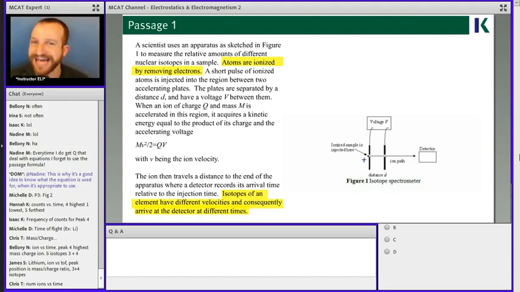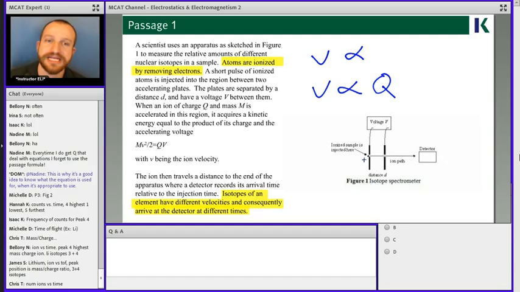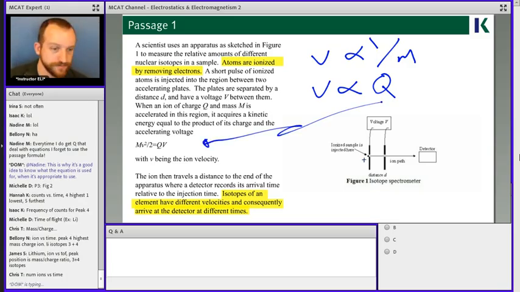Once we knew that mass and charge were related from this paragraph, I would probably encourage you to jot down something like this: that the velocity is proportional to the charge, and that the velocity is inversely proportional to the mass. Because that's the sort of relationship that this formula is actually giving you.